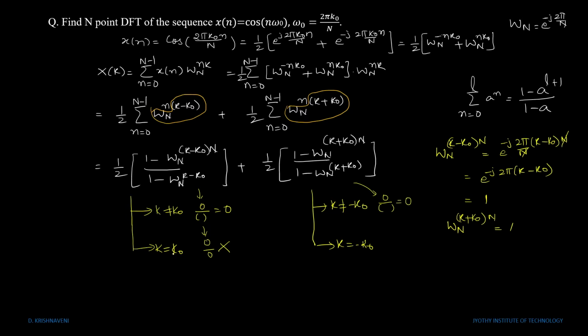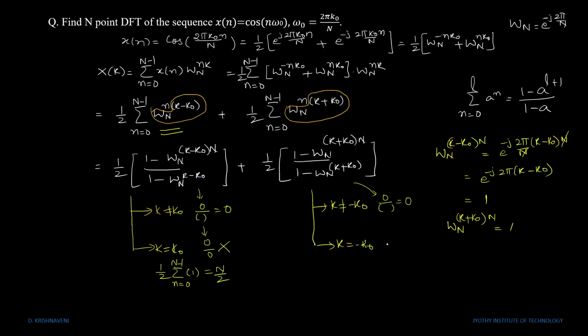So that's why this condition we are going to substitute in the original summation. So that is half summation n equal to 0 to N minus 1. When I substitute k equal to k naught, this exponent will become 0. WN to the power of 0 is 1. So the summation of 1 is upper limit minus lower limit plus 1, that is N minus 1 minus 0 plus 1. So N into half, we will get N by 2.